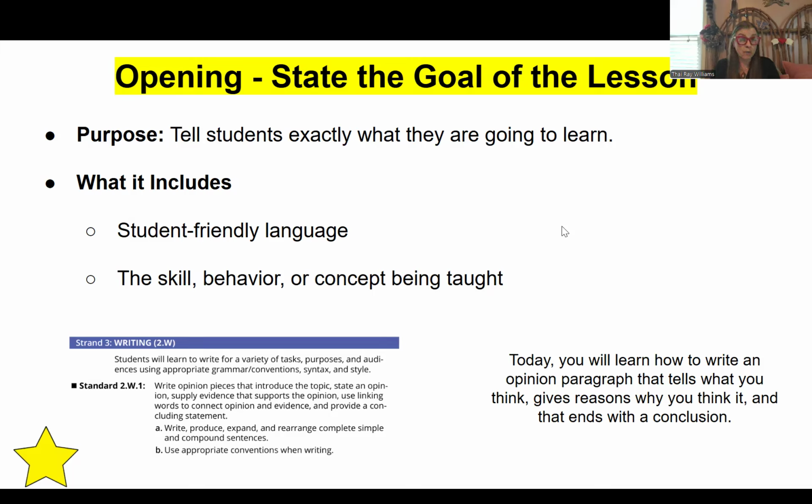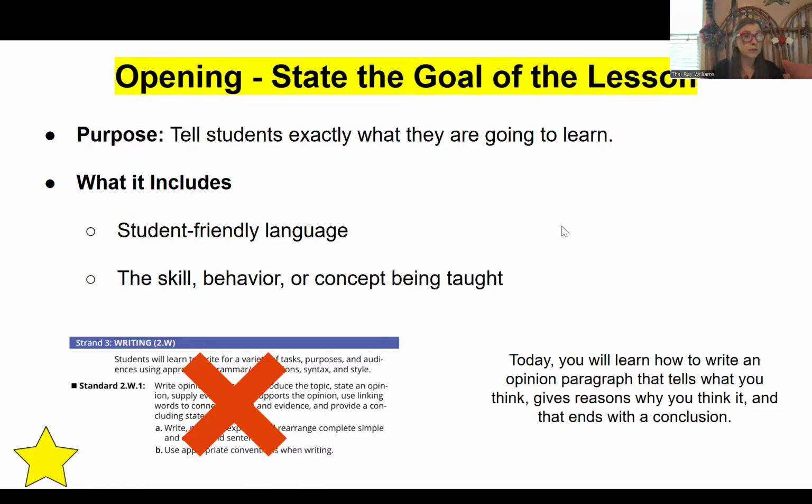So a more appropriate student-friendly objective might be, today you will learn how to write an opinion paragraph that tells what you think, gives reasons why you think it, and that ends with a conclusion. So they know they're going to write a paragraph. They know it's going to be about an opinion. It's going to talk about what they think. They're going to have to give reasons why they think that, and then they're going to have a conclusion at the end. And things like paragraph and opinion and reason and conclusion are vocabulary words that your students would have already mastered before you put those in that objective.